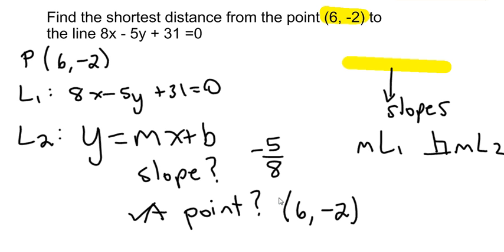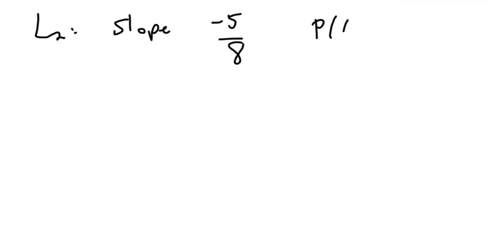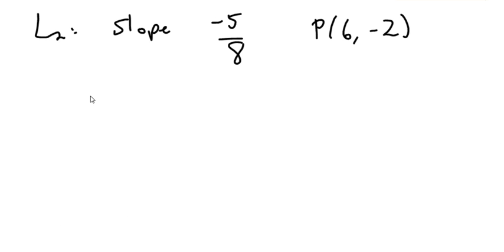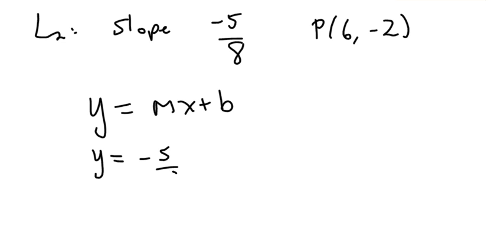So let's go to a clean piece of paper. Here we go. So line 2 has a slope of negative 5 over 8, and it goes through the point 6, negative 2. Let me just double check that I remembered all that. Good. And again, every line starts like this: y equals mx plus b. And now I know that the slope is actually negative 5 over 8. This point represents an x and a y value that I can use to solve for b. So let x equal 6 and y equal negative 2.